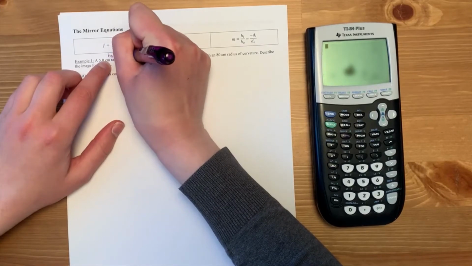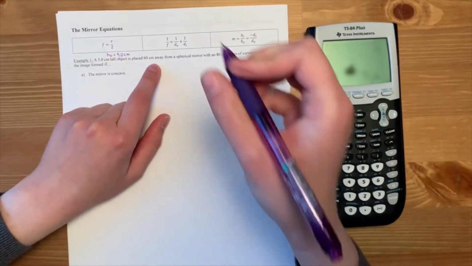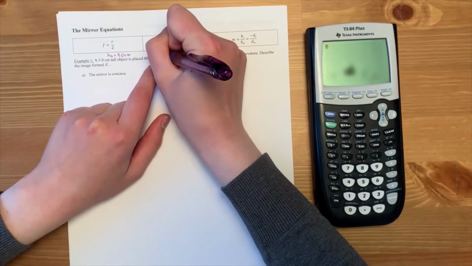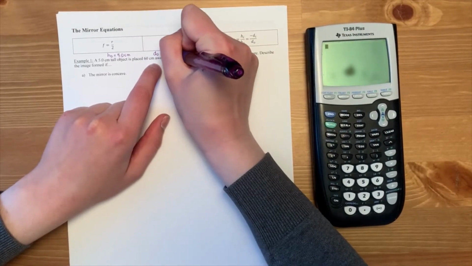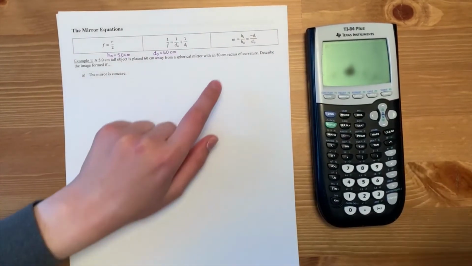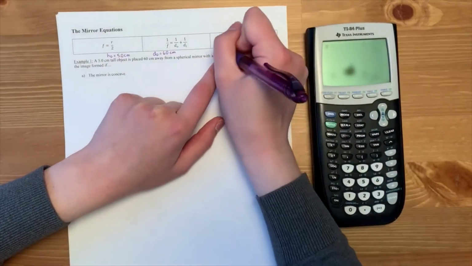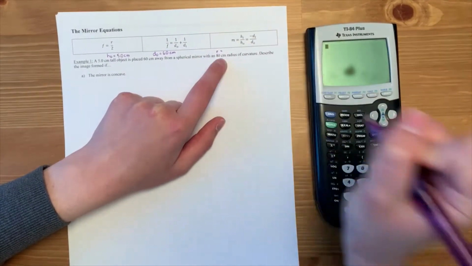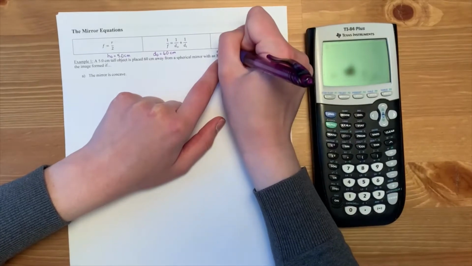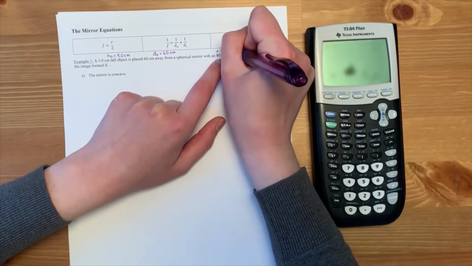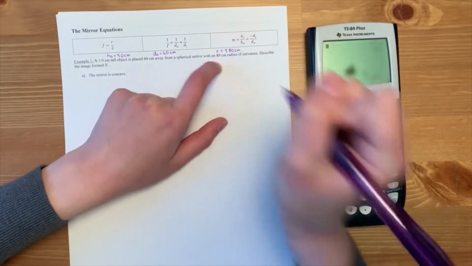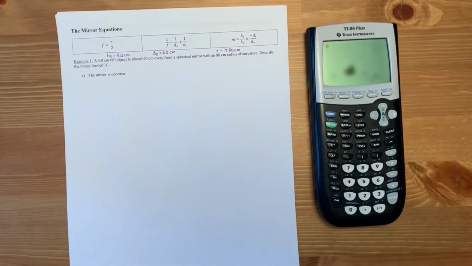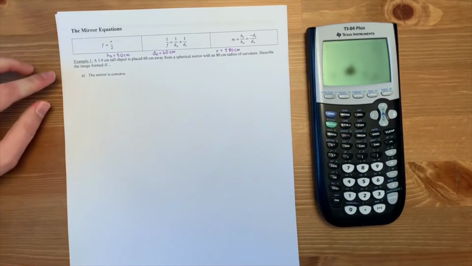HO, which is always positive, is placed 60 centimeters away from a spherical mirror. So that's DO, which is also always positive, with an 80 centimeter radius of curvature. Now the radius of curvature can be positive or negative depending on the mirror type, so for right now I'm just going to write plus or minus 80. And then it says describe the image formed if the mirror is concave.